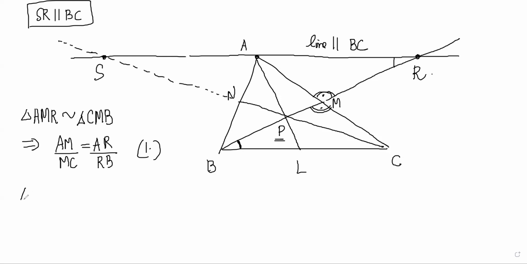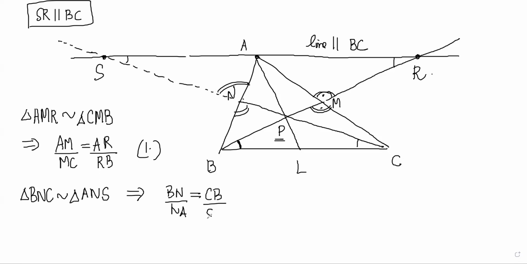Then another similarity that you can find is triangle BNC is similar to triangle ANS. Look at BNC and ANS. Again, same thing, vertically opposite and interior alternate, right? Same logic. So from here, we'll write the similarity condition. BN by NA is equal to CB by SA. That is our second result.